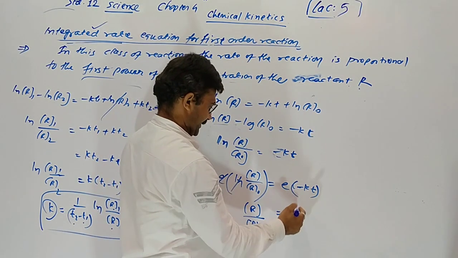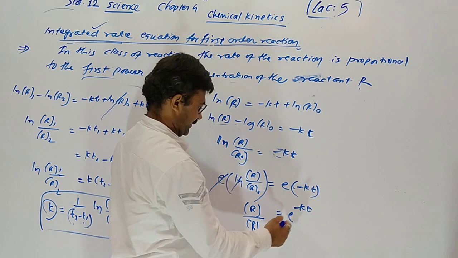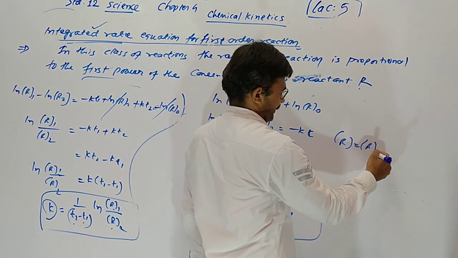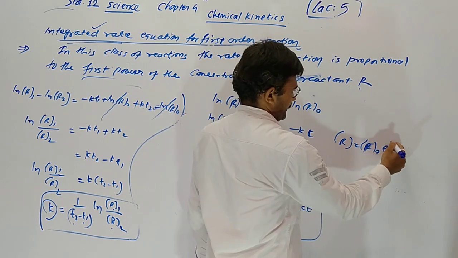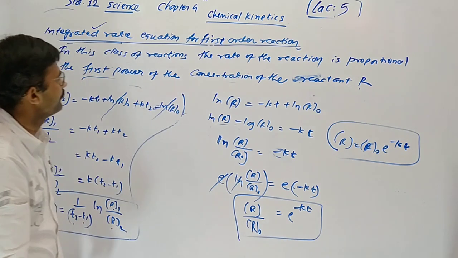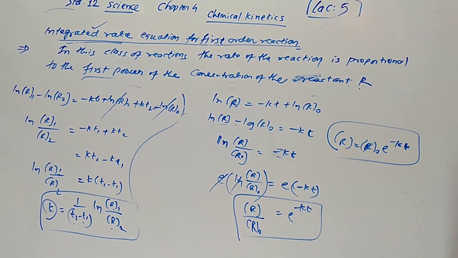Here multiplication comes as a result in logarithm. So R is equal to R0 e to the power minus kt, which is the first order integrated reaction. Understood? And which is the exponent form.